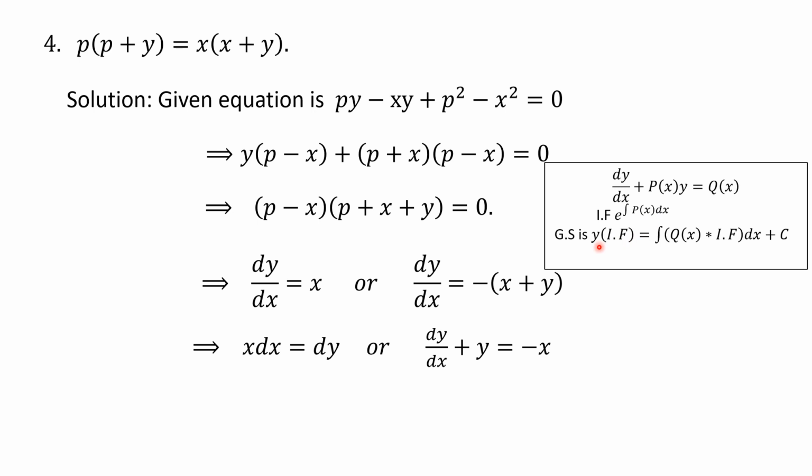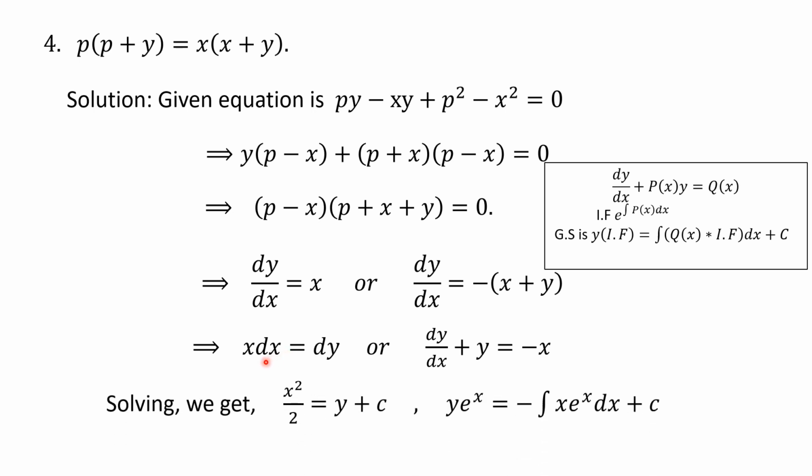So once the integrating factor is obtained, the general solution is y, the dependent variable, into the integrating factor equal to the right hand side function multiplied with the integrating factor and integrated. Thereby integral of q of x into integrating factor dx plus integral constant c. So if I solve both the equations, the first one is by direct integration, so it gives x square by 2 equal to y plus c. The second one, for that we have to find the integrating factor. The coefficient of y is here 1, e power integral of 1, that is x, so e power x.